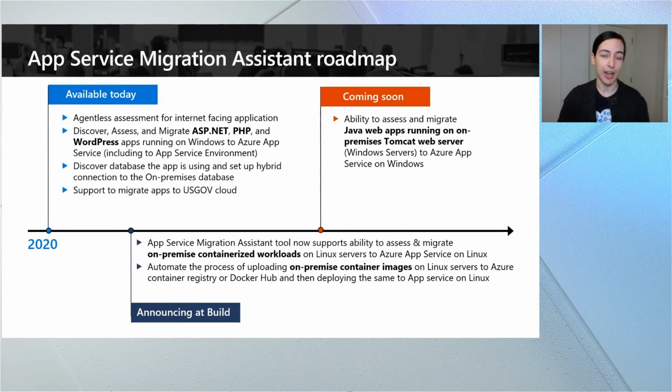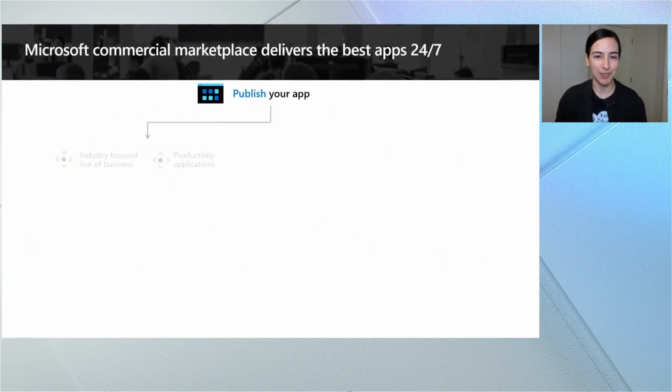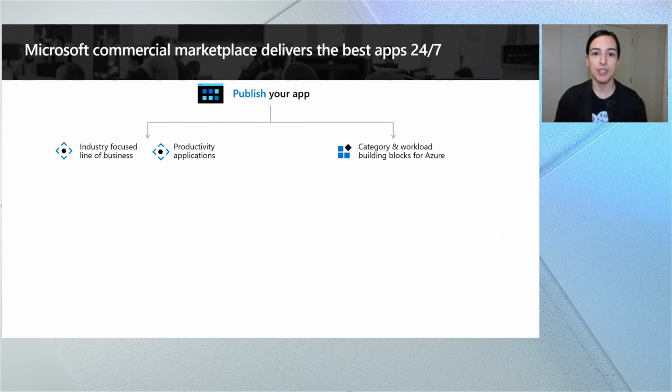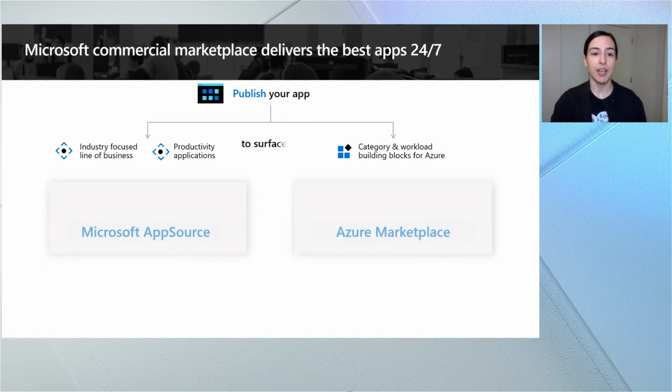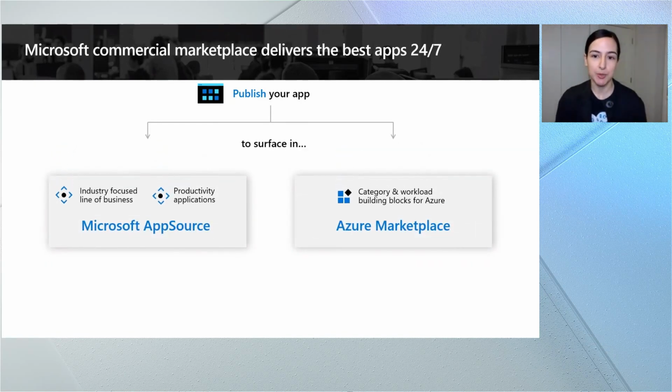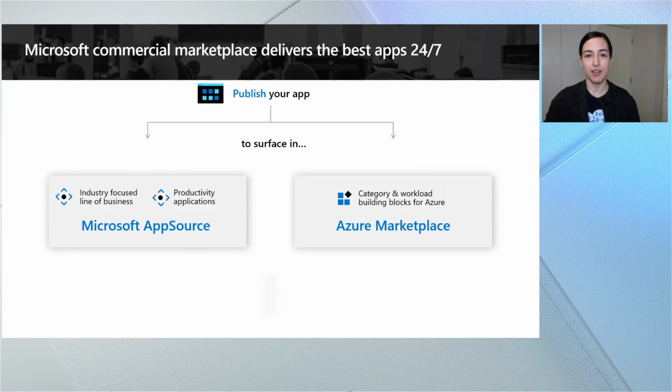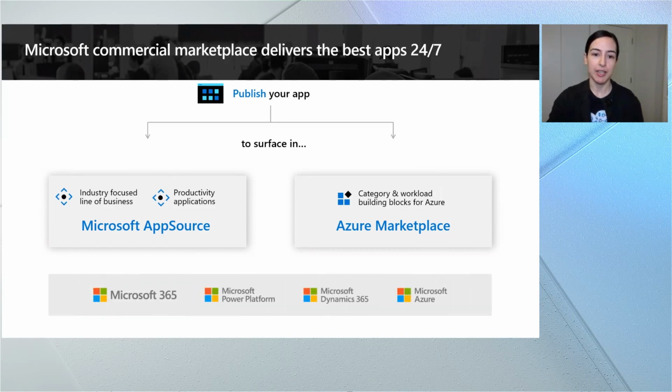With that, we're going to switch gears a little bit to talk about if you want to quickly go to market and sell your app with Microsoft, in which case we want to talk about the Microsoft Commercial Marketplace. If you want to publish an app, and if you have an industry-focused line of business application or productivity applications, those will service in Microsoft App Stores, whereas if you have category and workload building blocks for Azure, those go in Azure Marketplace. And these are supported across these three storefronts: Platform, Dynamics 365, and Azure.